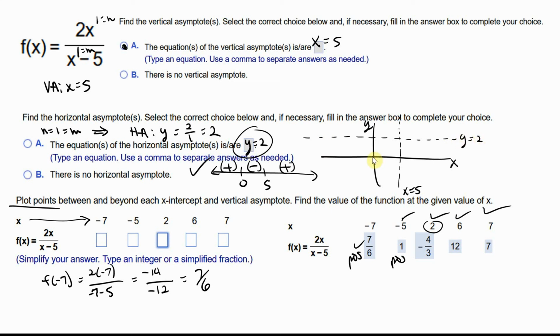We had an intercept here at the origin. So when x goes from negative infinity to 0, the graph is above the x-axis. That's what that plus means, above the x-axis. So it's doing this. And then from 0 to 5 it is negative, under the x-axis. The signs just tell us if it's above or below the x-axis.